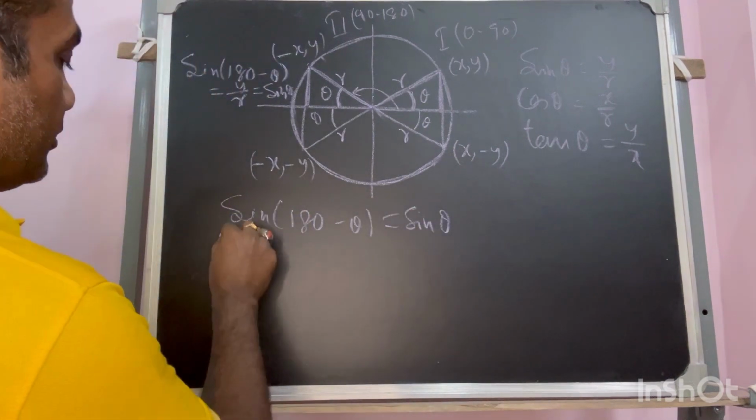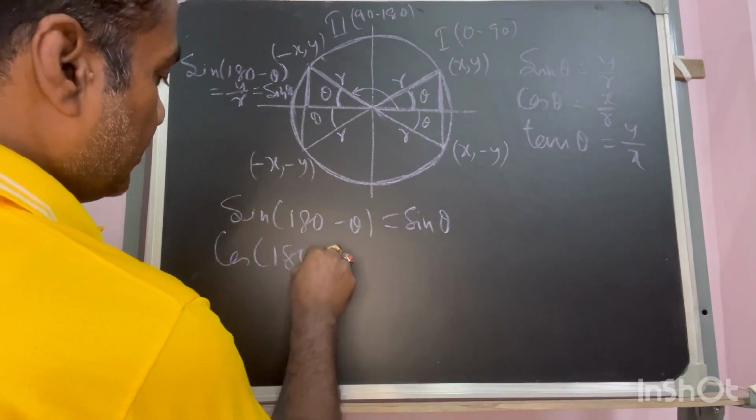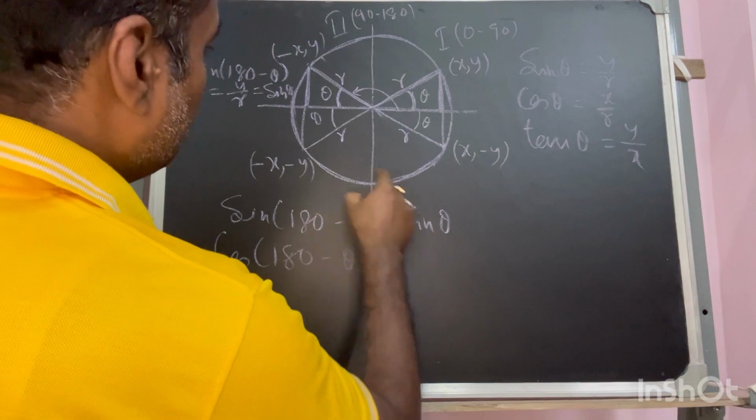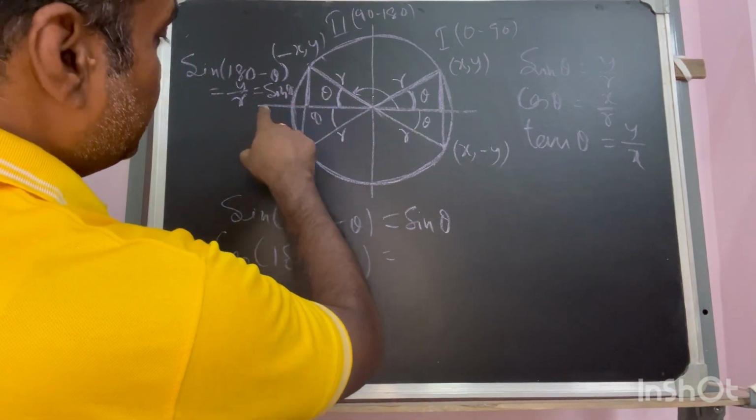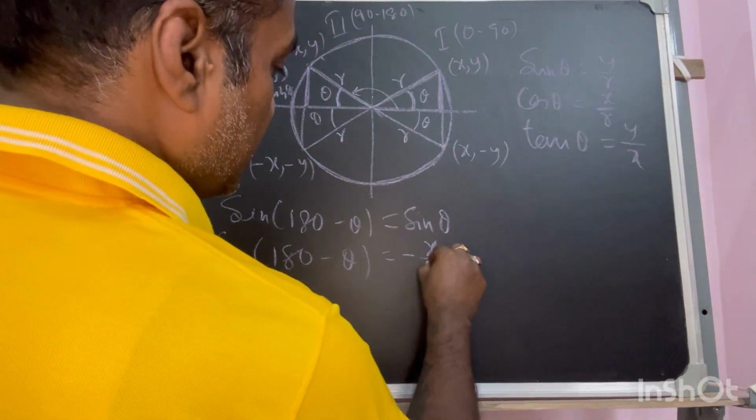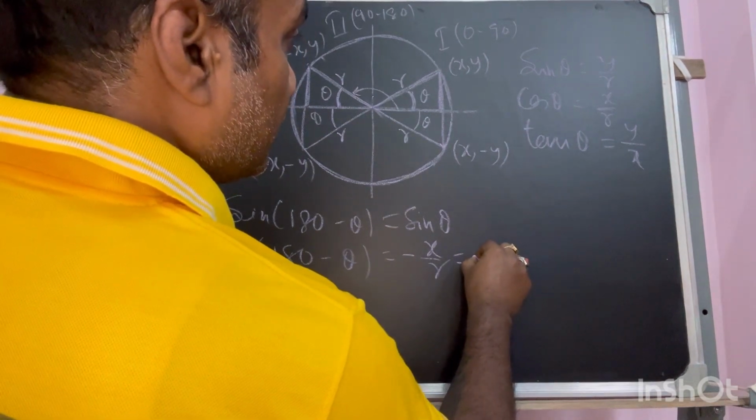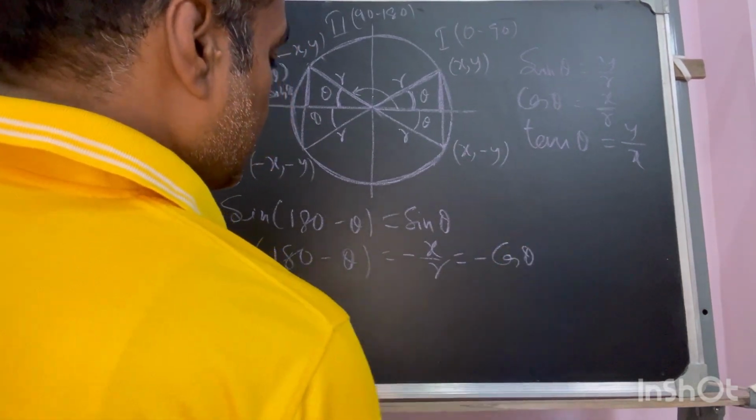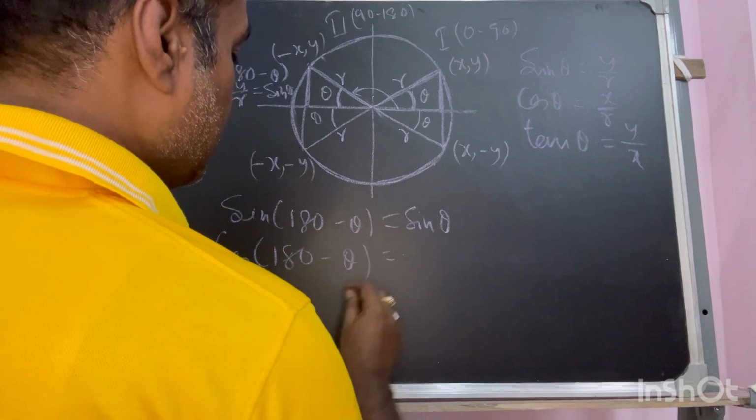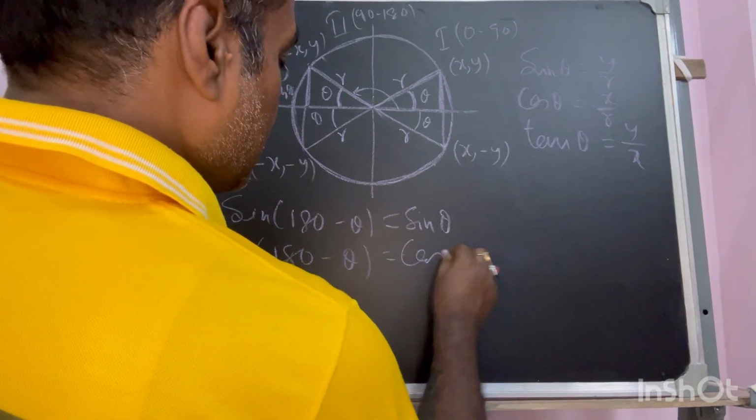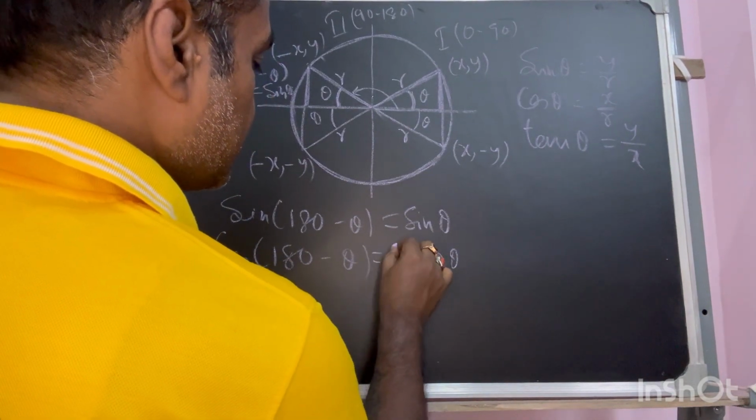Same we have taken cos of 180 degree minus theta. Here it will be minus x by r, which will give you minus cos theta. So we can directly establish the relation: cos theta with a negative sign in front.